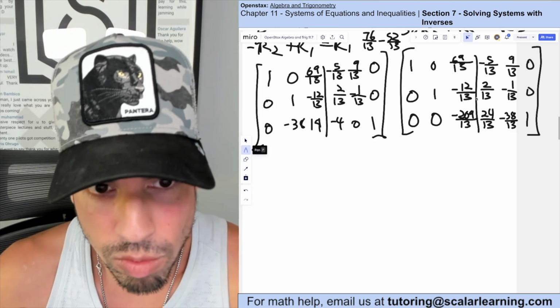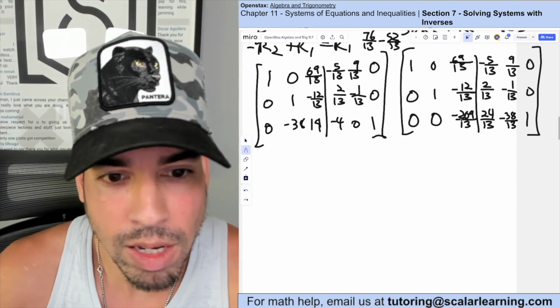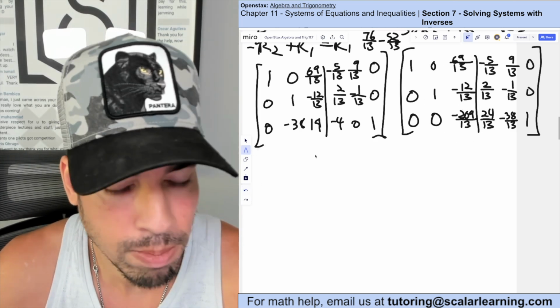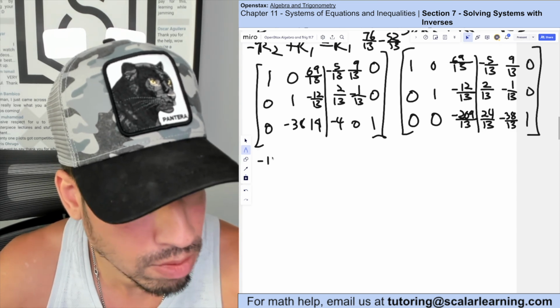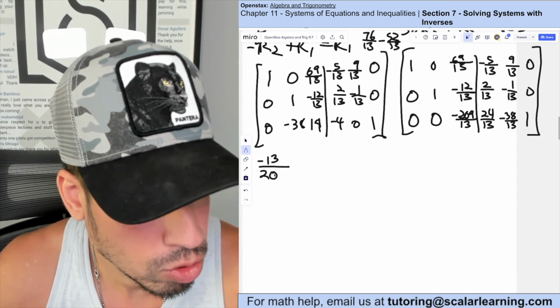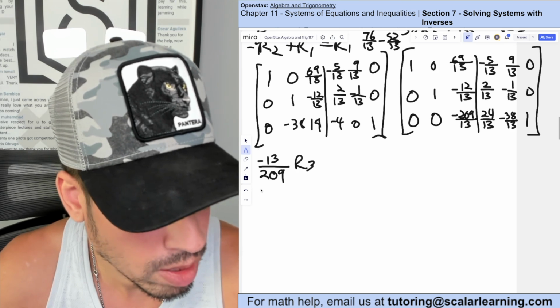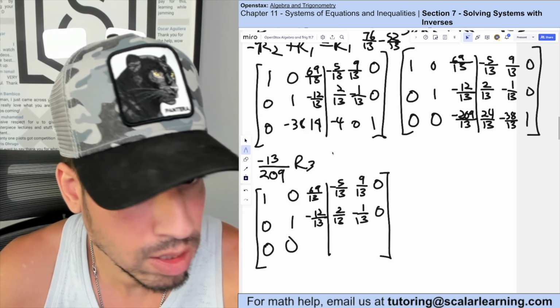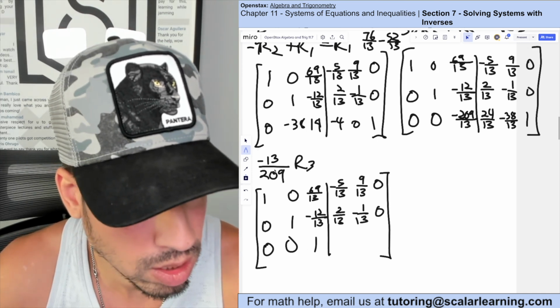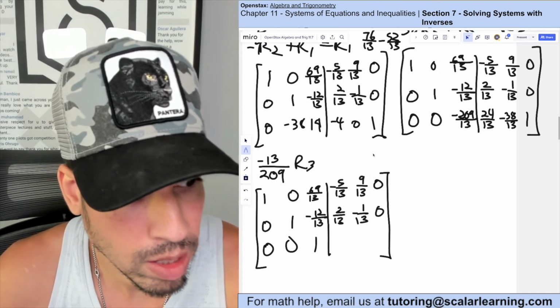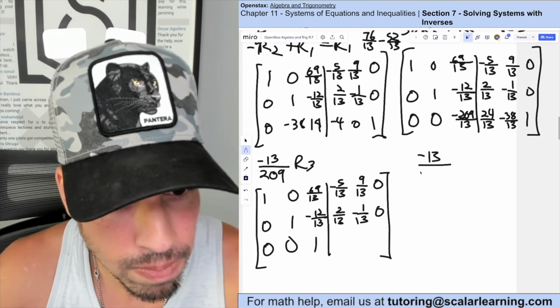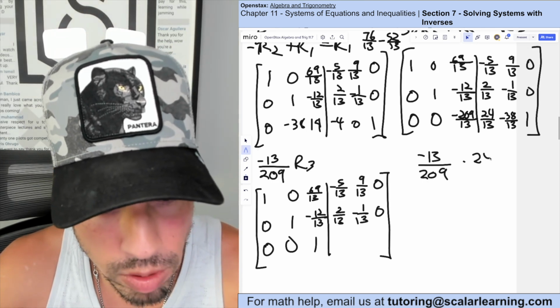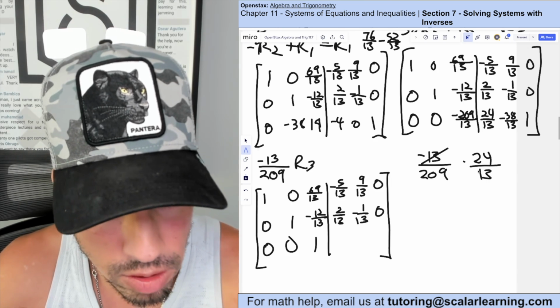All right, we're getting there. We're almost there. We got one column left. Now we got to multiply by the reciprocal of this to turn that into a nice 1. So -13 over 209 times row 3. Let's write it out. So we got that times 0 is 0, that times 0 is 0. This times its reciprocal is 1. That's what we wanted. Okay, now we got these ones, right? So now we got -13 over 209 times 24 over 13. Cancel, cancel.